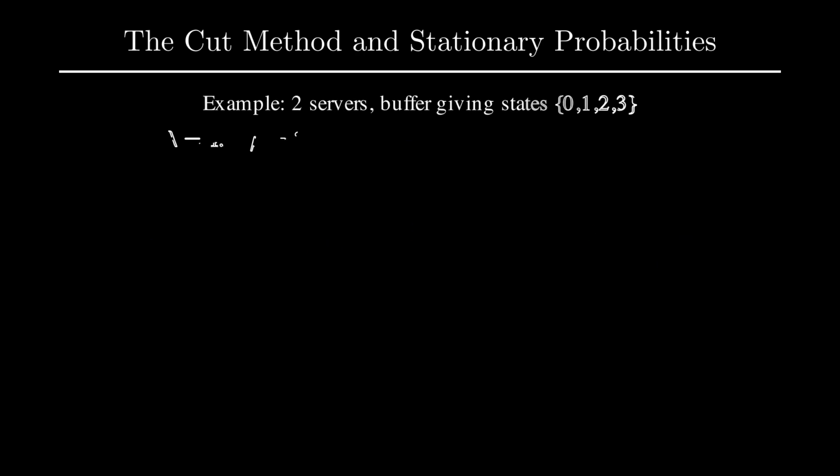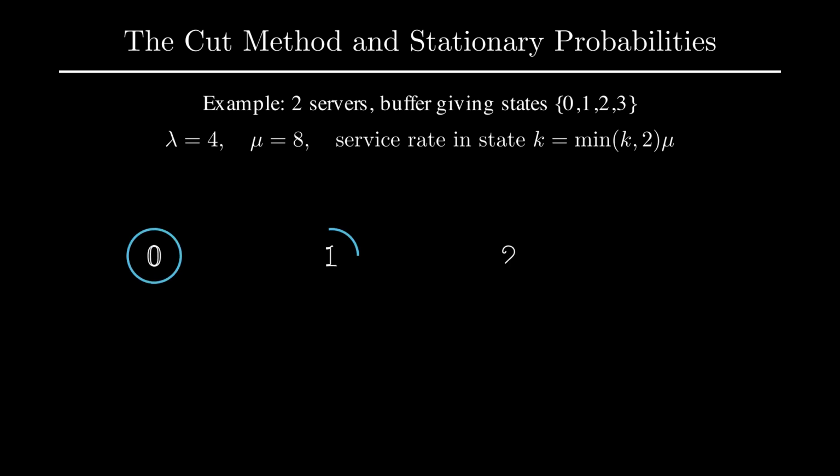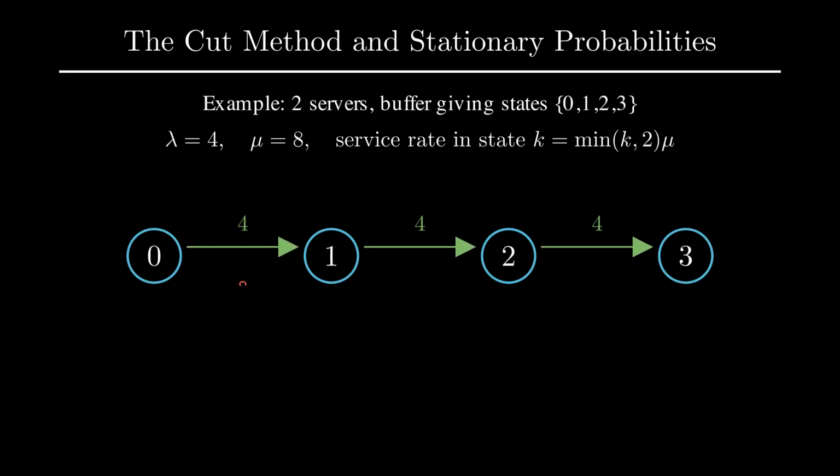Let us put this to work. We have arrival rate 4, service rate 8 per server, 2 servers, and states 0 through 3. Forward arcs all carry intensity 4. Backward arcs are 8 from state 1, but 16 elsewhere because 2 busy servers serve at combined rate 2 mu.